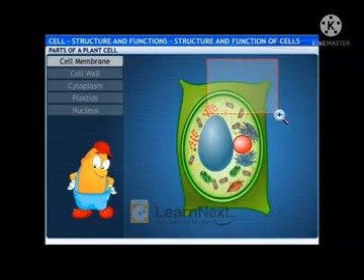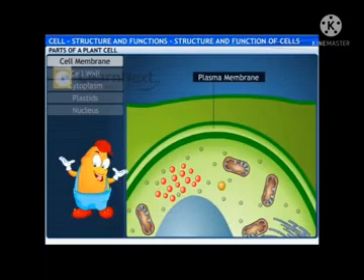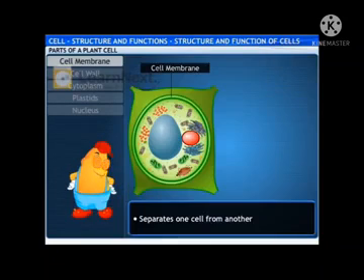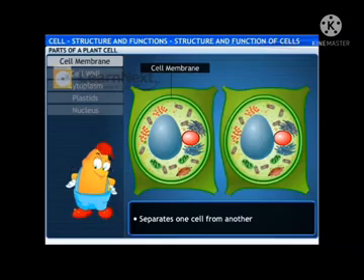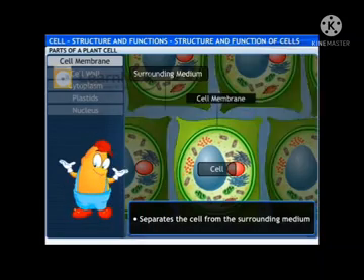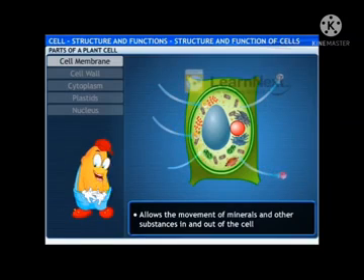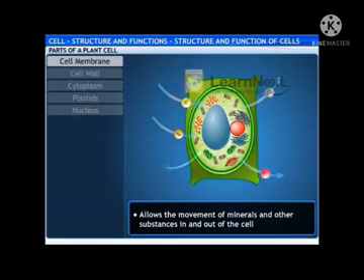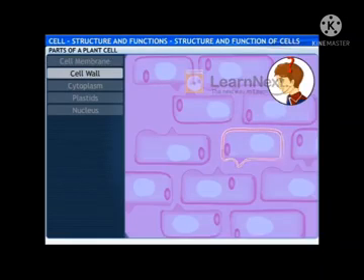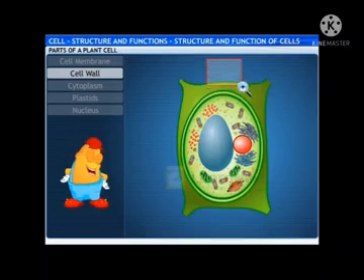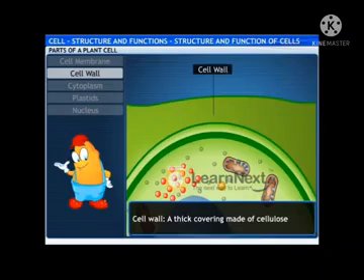The cell membrane, also called the plasma membrane, separates one cell from another, separates the cell from the surrounding medium, and allows the movement of minerals and other substances in and out of the cell. I see a thick covering enclosing the cell. What's that? The outer thick layer is the cell wall made of cellulose.